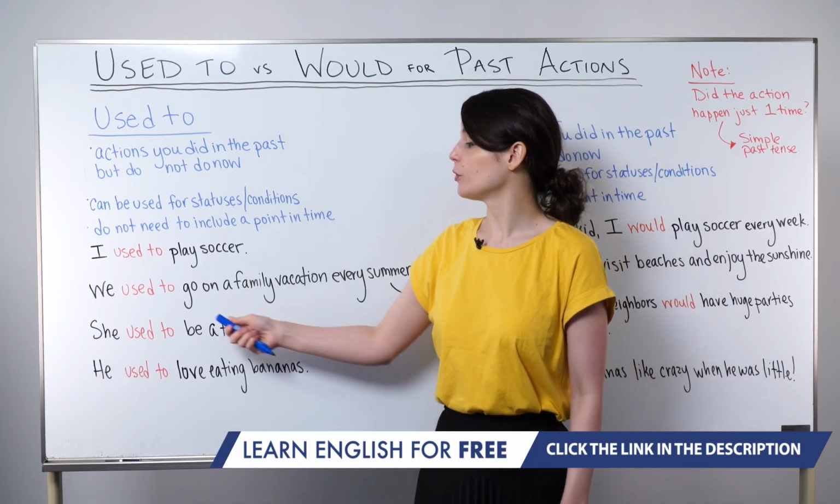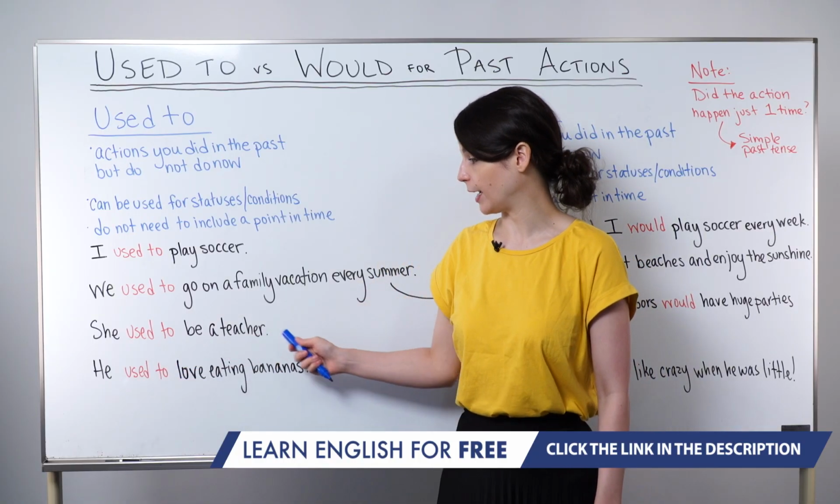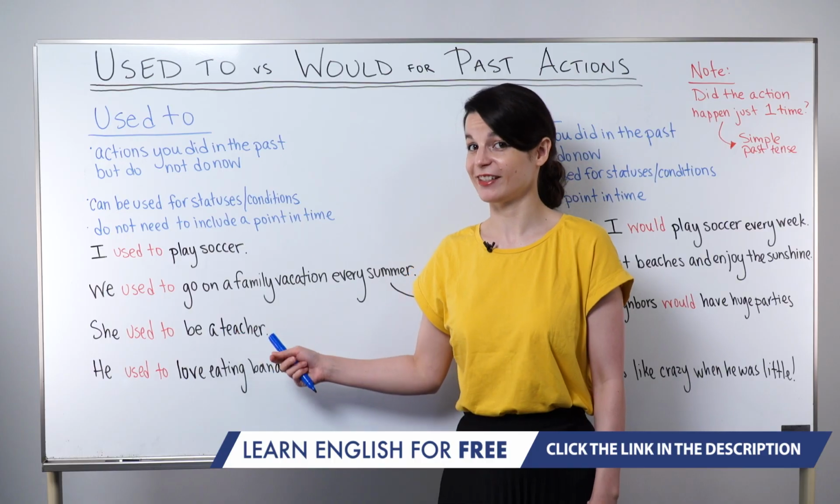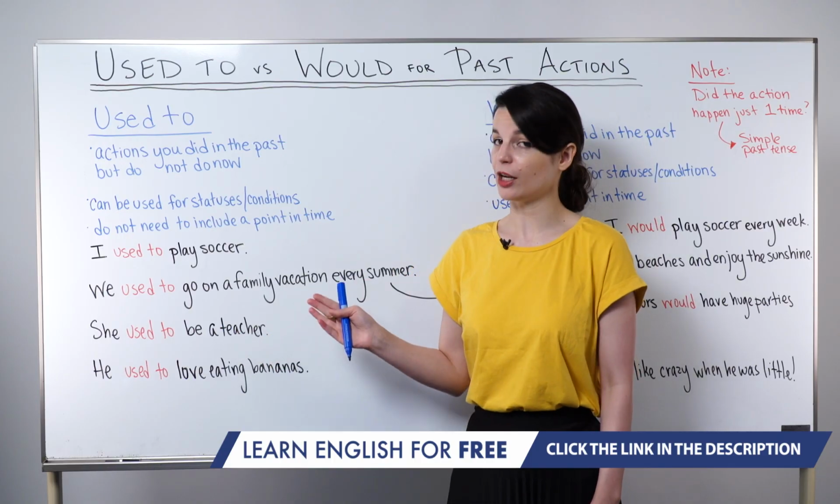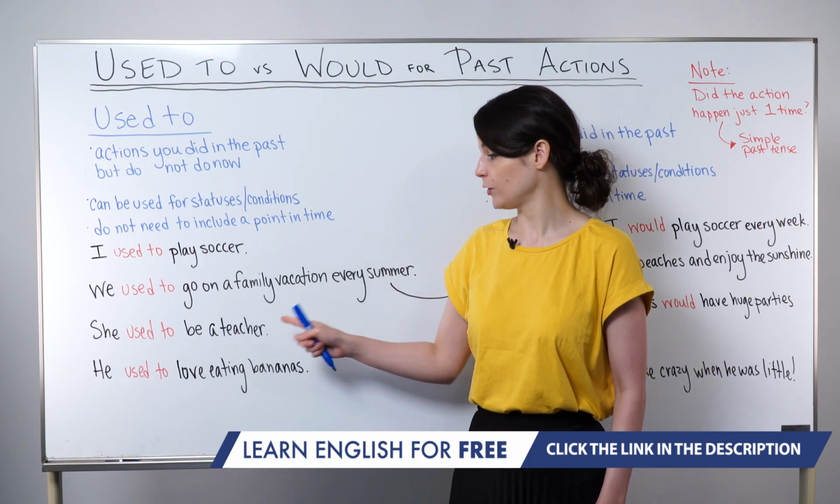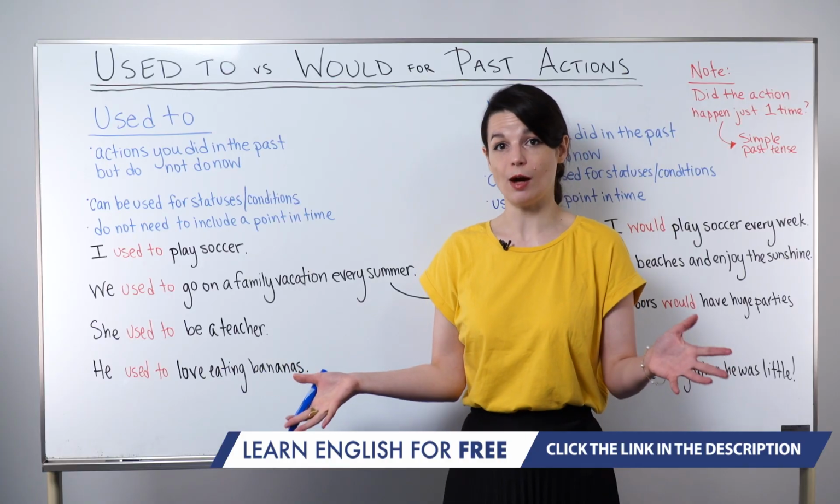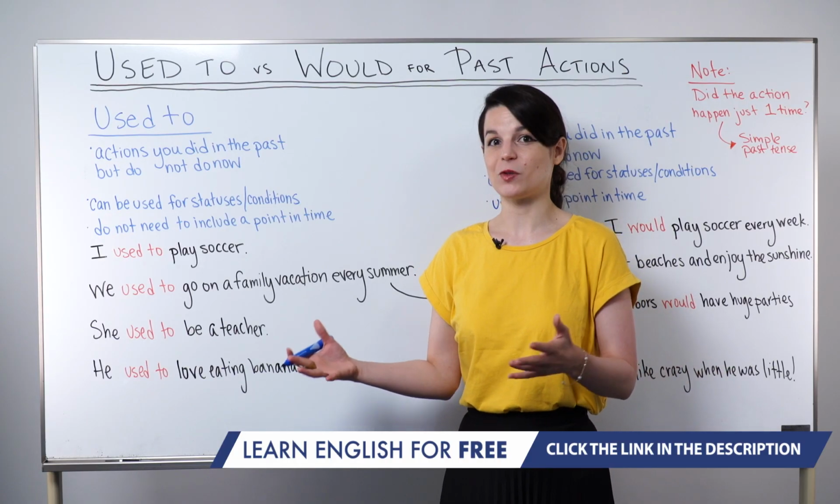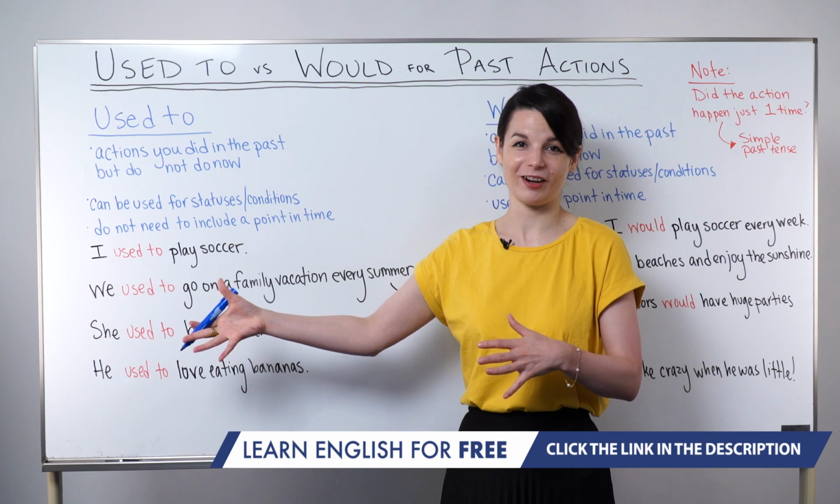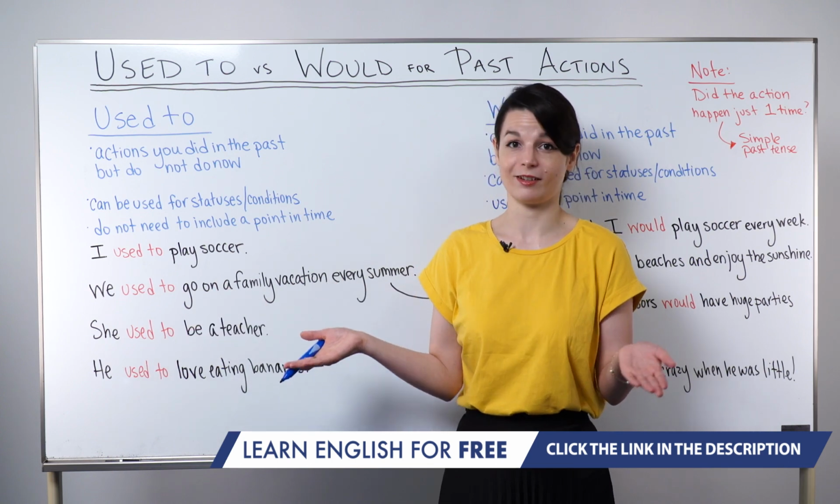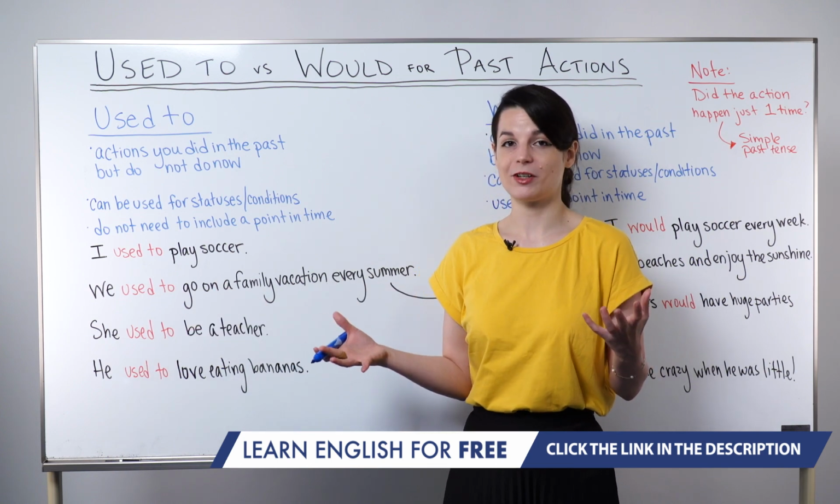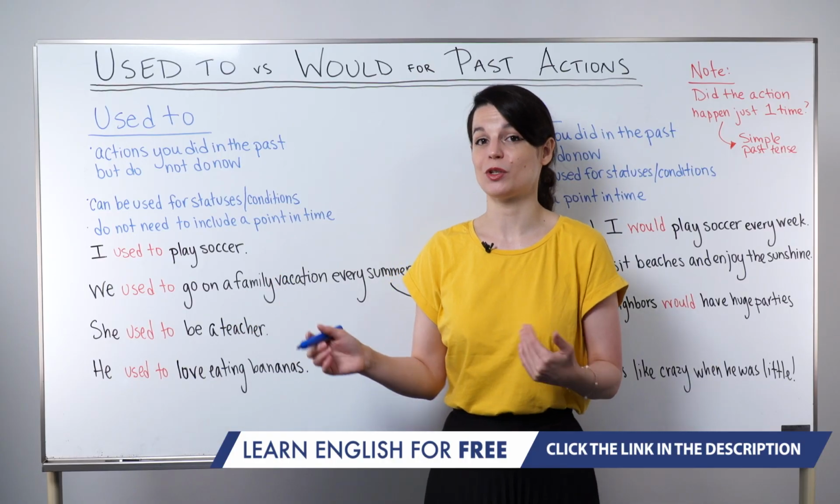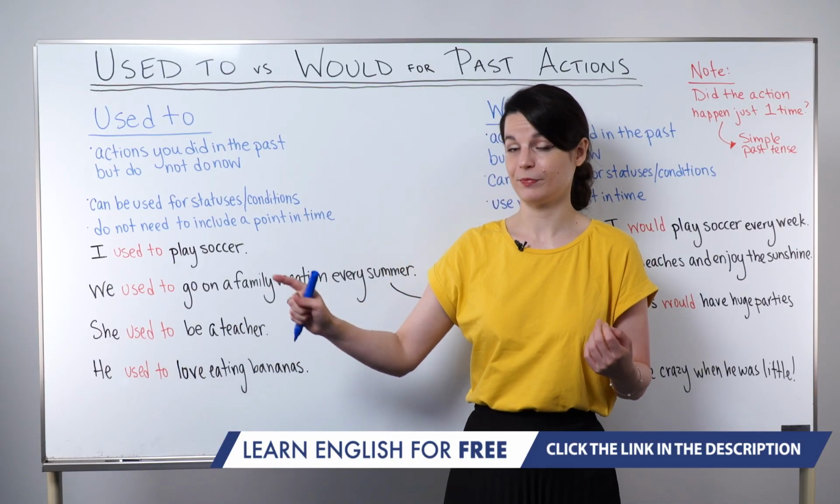We can use used to in this way. This is her condition or her status, teacher. We cannot use would in this way. So you can use this to talk about jobs. Maybe like, I used to be a retail worker, or I used to be a call center staff person. Whatever your previous job was, you can use used to talk about that.